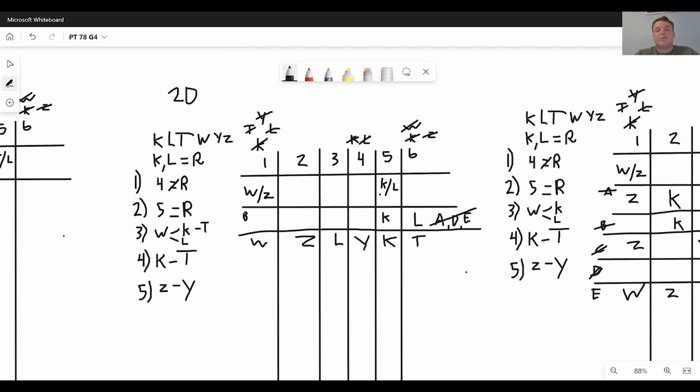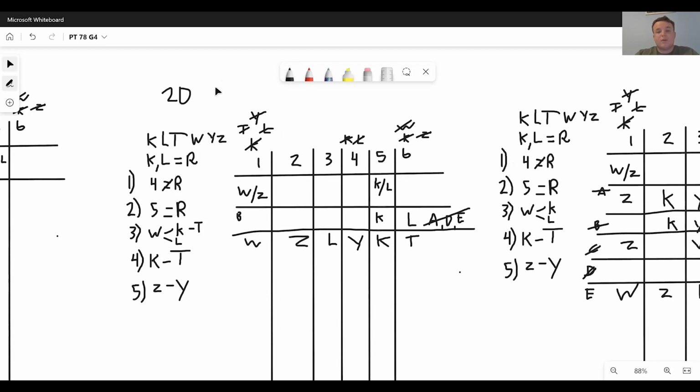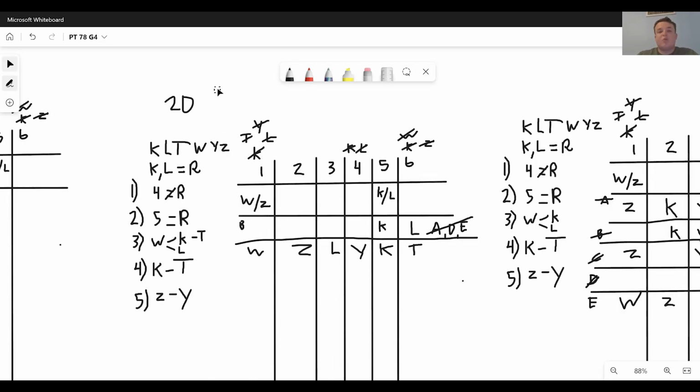L can't be sixth, but I think it's more because we know if L is sixth, then K has to be fifth, and then we know there's no way T could be after K. And so I just did an example right here where T could be sixth. Any questions on number 20? Okay, if not, let's move to 21.